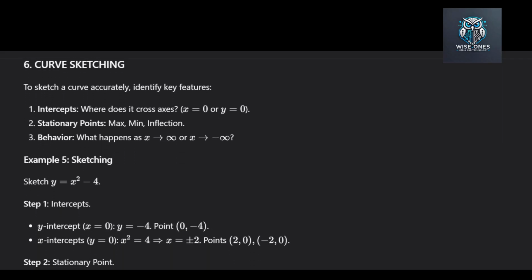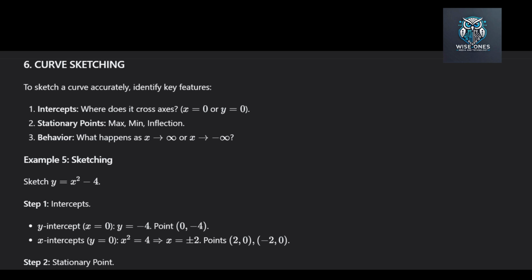Now, let us move to section 6, curve sketching. To sketch a curve accurately, you need to identify key features. Number 1, intercepts. Where does it cross the axis? Set x equals 0 to find the y-intercept. Set y equals 0 to find the x-intercepts.